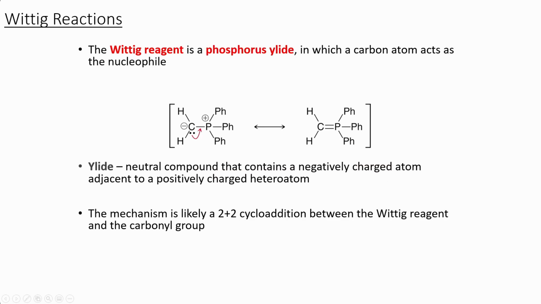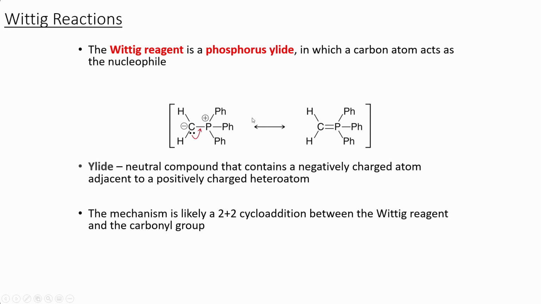So the Wittig reagent is a phosphorus ylide, and an ylide is a neutral compound that contains both a negatively charged atom adjacent to a positively charged atom. So in this case, we have a negative charge on our carbon and a positive charge on our phosphorus.